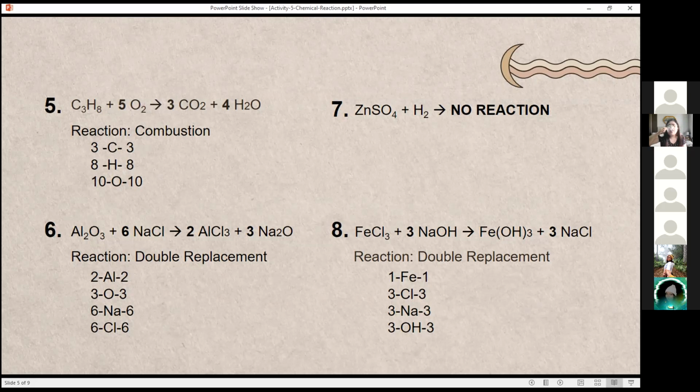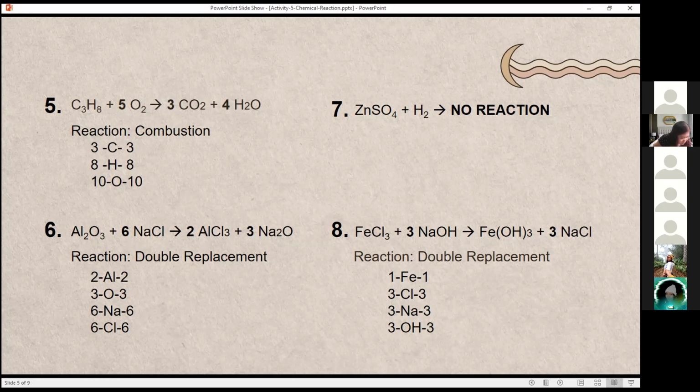So next is the oxygen. Here in the reactant side, we only have two, while in the product side, we have three oxygen atoms. So in order for it to be balanced, we added 5 as the coefficient for oxygen in the reactant side.